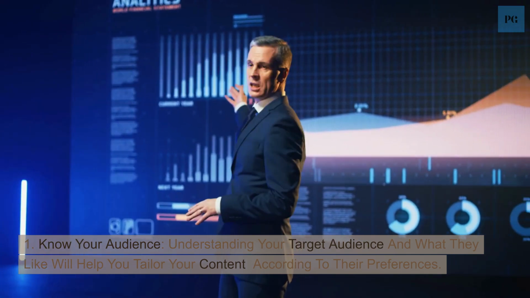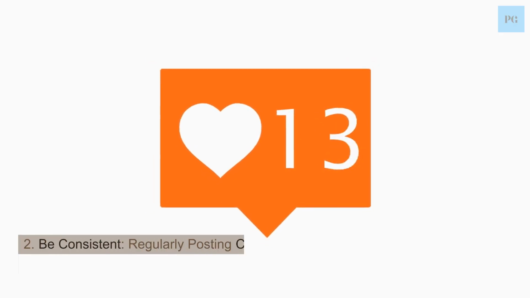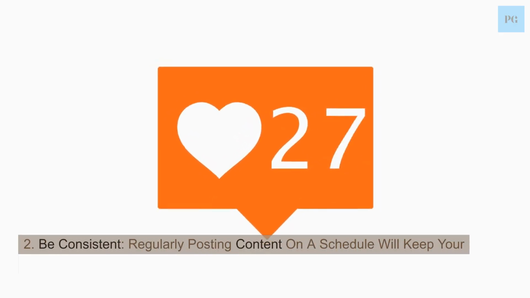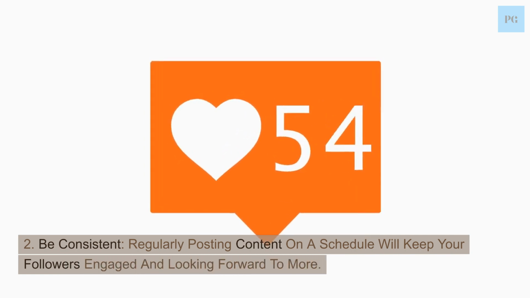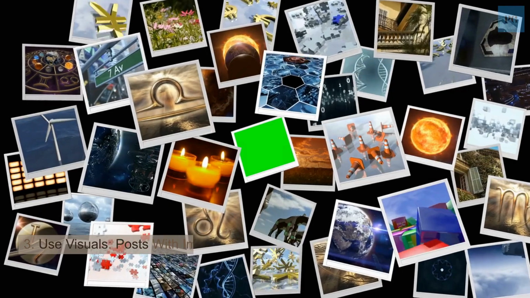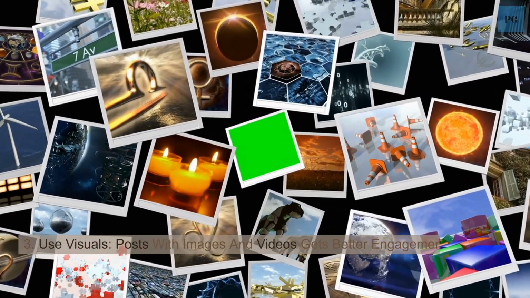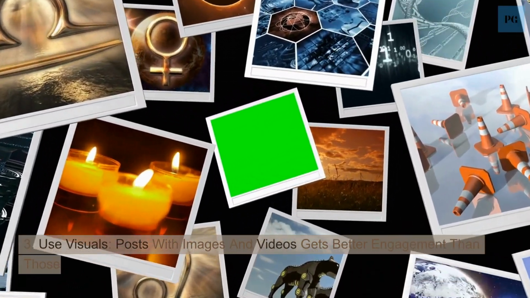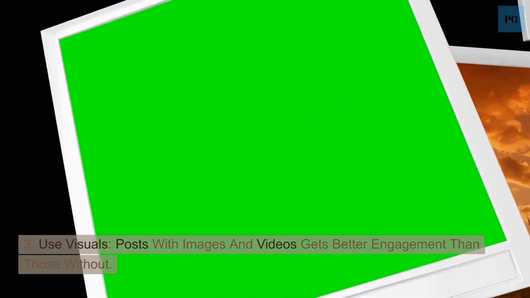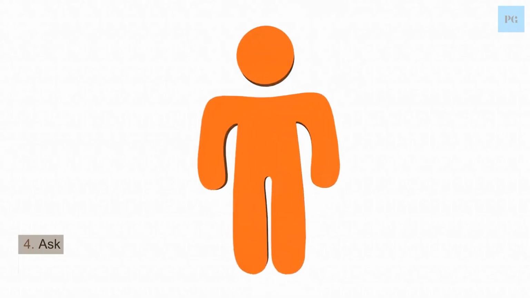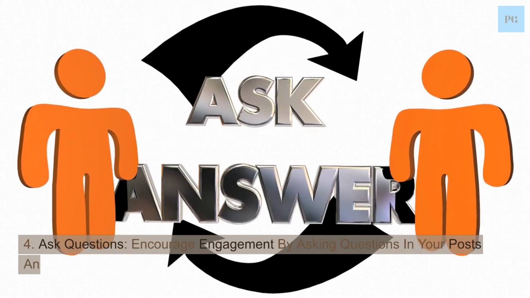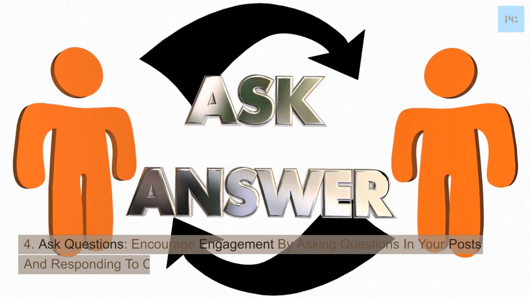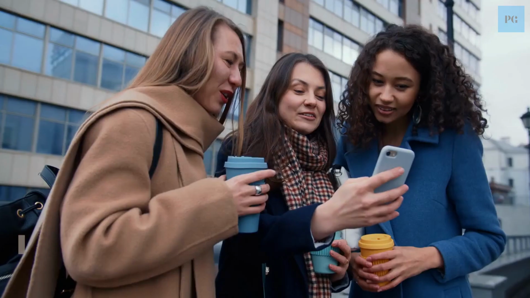their preferences. Be consistent. Regularly posting content on a schedule will keep your followers engaged and looking forward to more. Using visuals. Posts with images and videos get better engagement than those without. Ask questions. Encourage engagement by asking questions in your posts and responding to the comments.